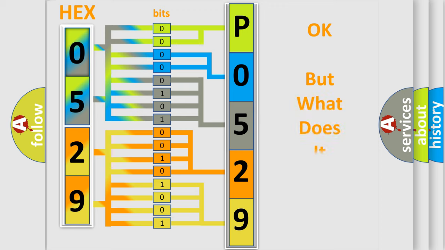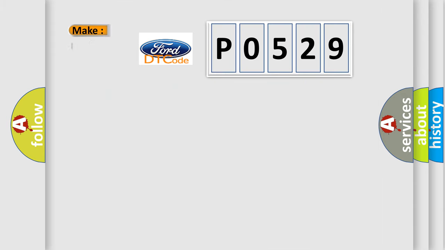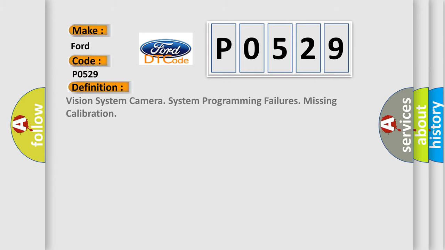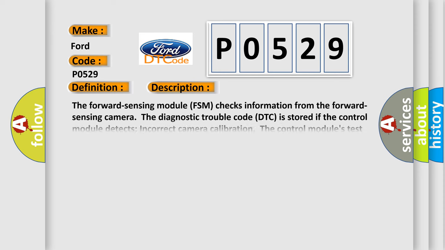The number itself does not make sense to us if we cannot assign information to what it actually expresses. So, what does the diagnostic trouble code P0529 specifically mean for Infiniti vehicles? The basic definition is vision system camera system programming failure, missing calibration. And now this is a short description of this DTC code.